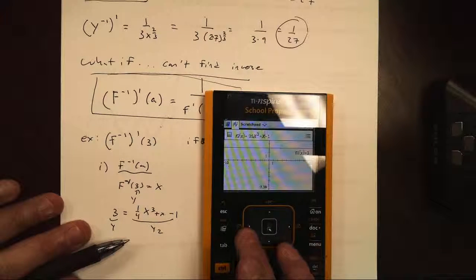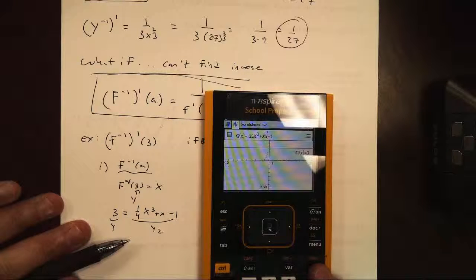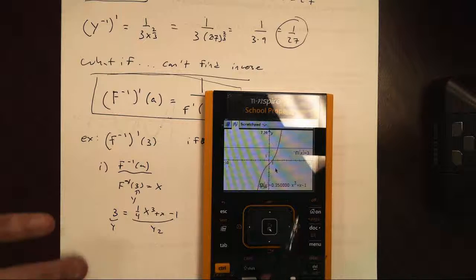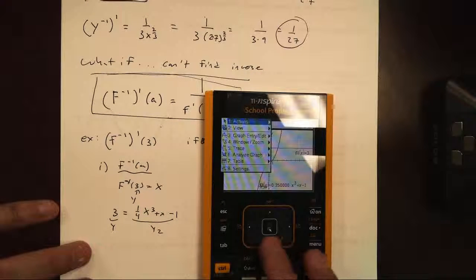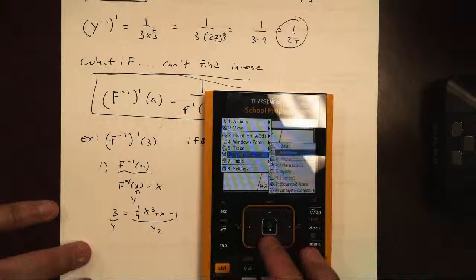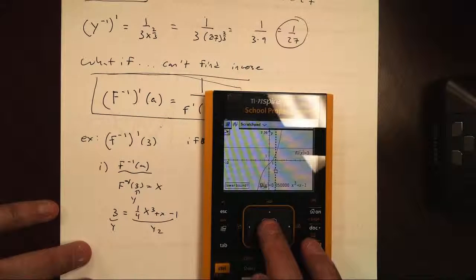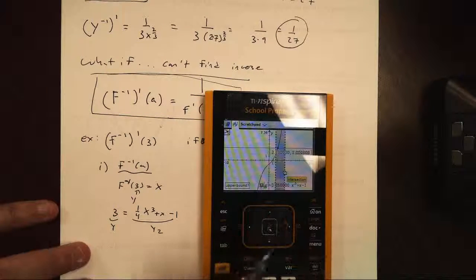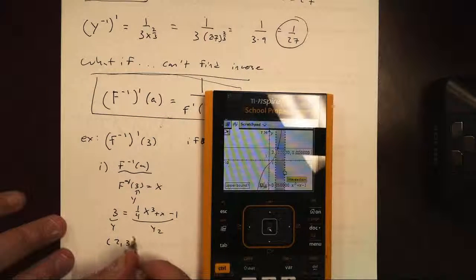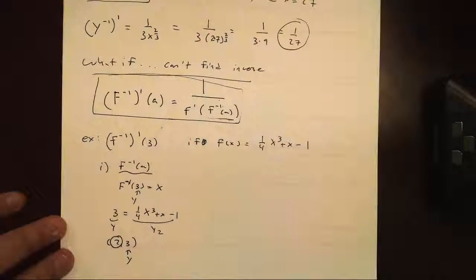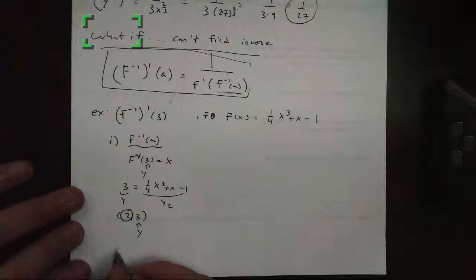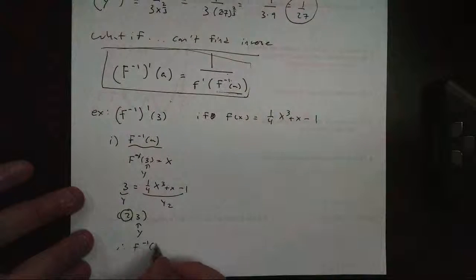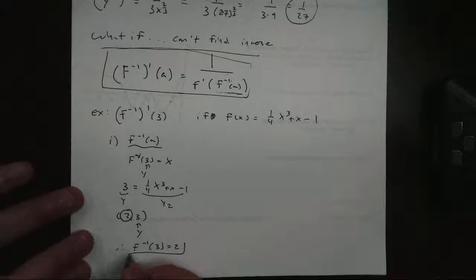Whoa, why are you capitals? Okay, hopefully that won't affect it any. There it is. And I want to find out where they meet. So I go Menu, Analyze, Intersect. Enter, and it tells me they intersect at the point (2, 3). Well, we know that 3 is my y value, and there is my x, and that's what I wanted. So therefore, we know that the inverse at 3 is 2.